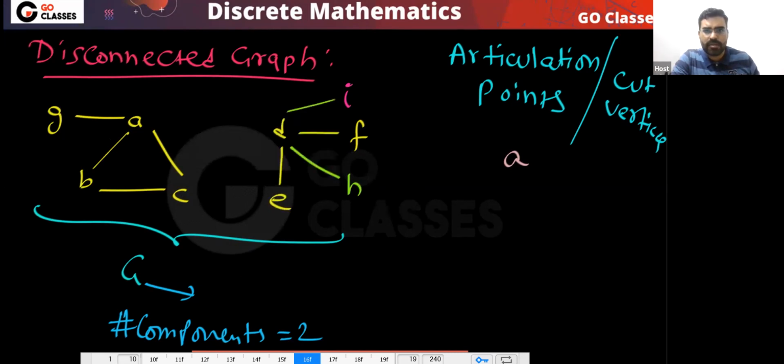How many? If I remove this, then how many components will it become? It will become a total of 5 components. If I remove this vertex D, how many components do we have? A total of 5 components. So finally I can say that vertex A and vertex D are the articulation points.